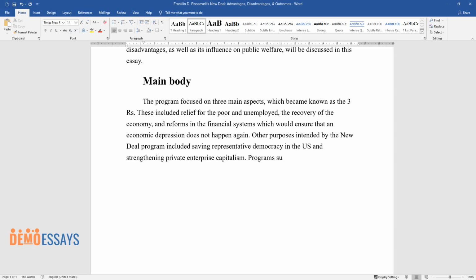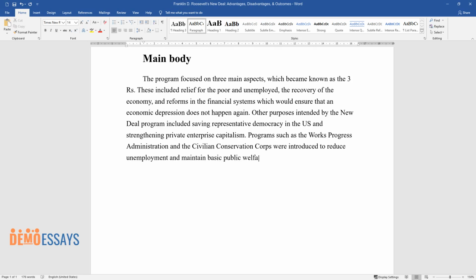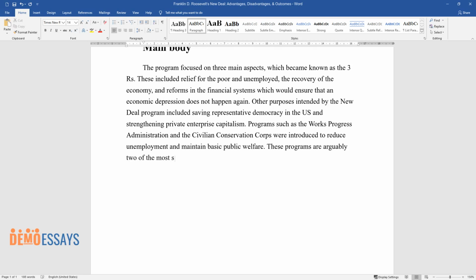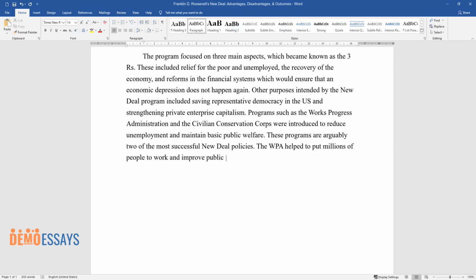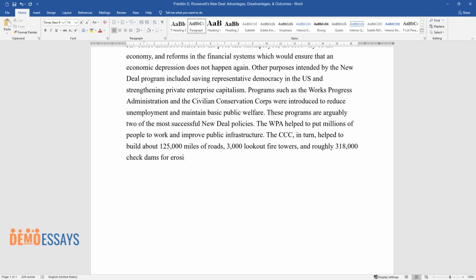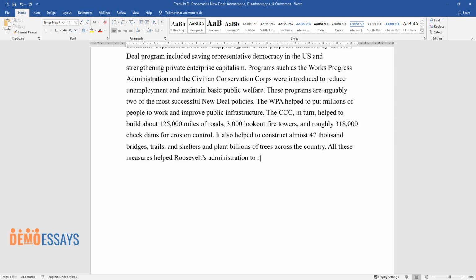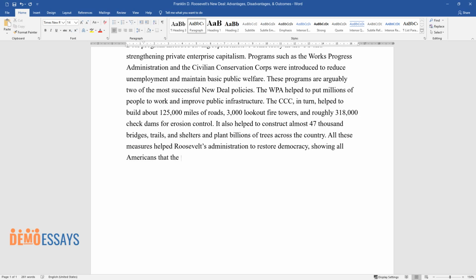Programs such as the Works Progress Administration and the Civilian Conservation Corps were introduced to reduce unemployment and maintain basic public welfare. These programs are arguably two of the most successful New Deal policies. The WPA helped to put millions of people to work and improve public infrastructure. The CCC, in turn, helped to build about 125,000 miles of roads, 3,000 lookout fire towers, and roughly 318,000 check dams for erosion control. It also helped to construct almost 47,000 bridges, trails, and shelters and plant billions of trees across the country. All these measures helped Roosevelt's administration to restore democracy, showing all Americans that the state cares for the people.